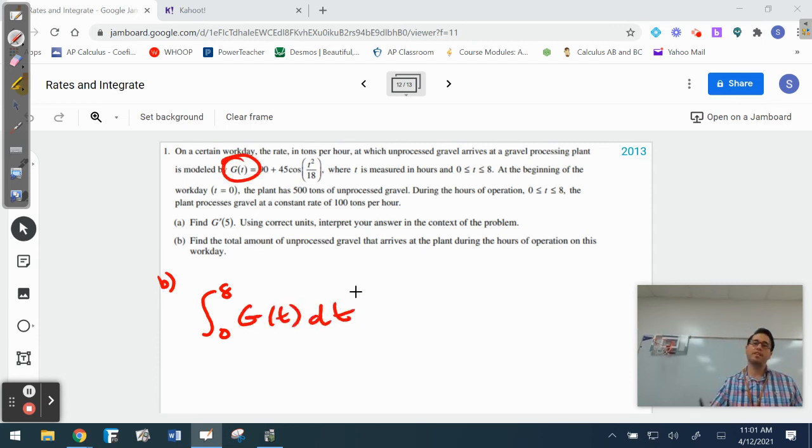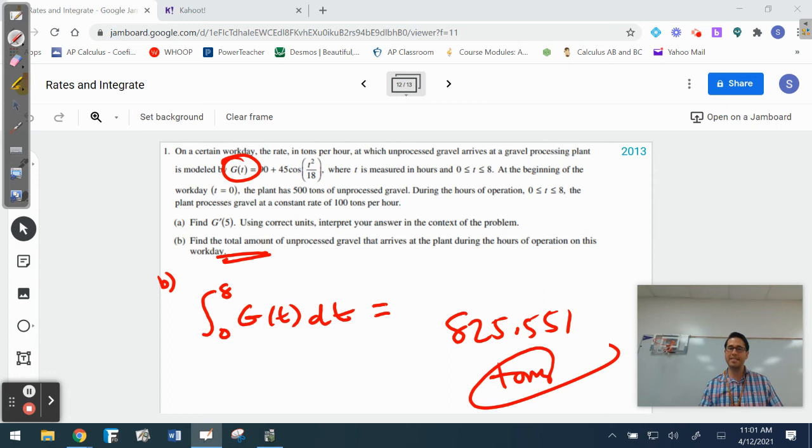And remember, when you do the integral of a rate, it gives you the total amount, and that's what they're asking for. They even specifically say total amount, and if you got that correctly, you got 825.551 tons, the total amount of unprocessed gravel. All right, that's 2 more points, so we're up to 4 right now.